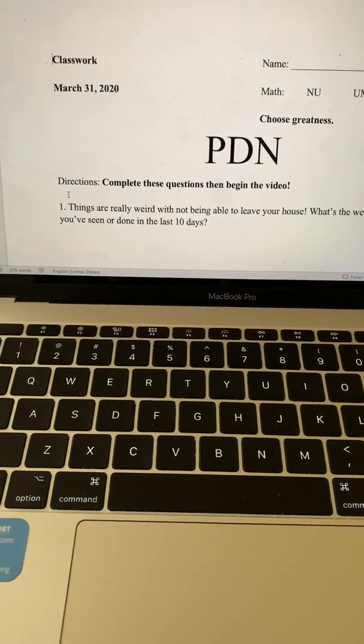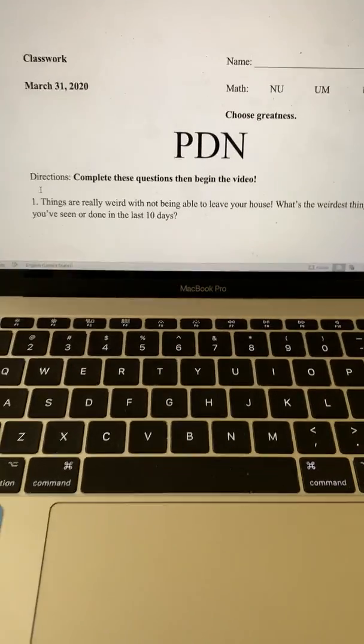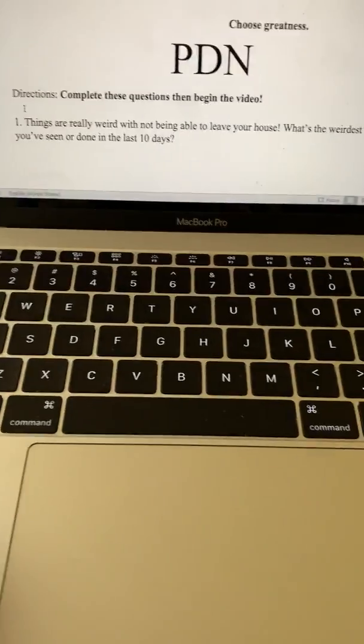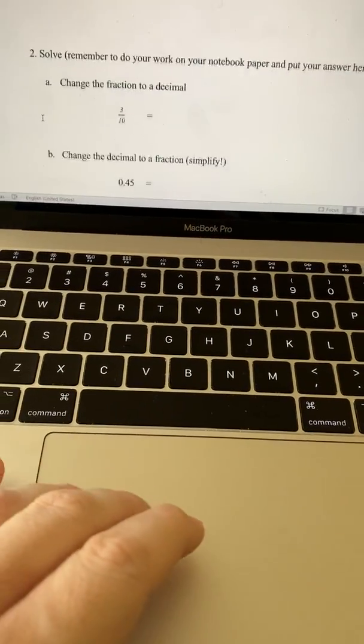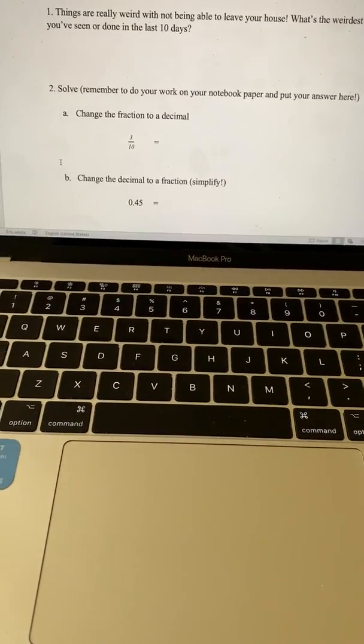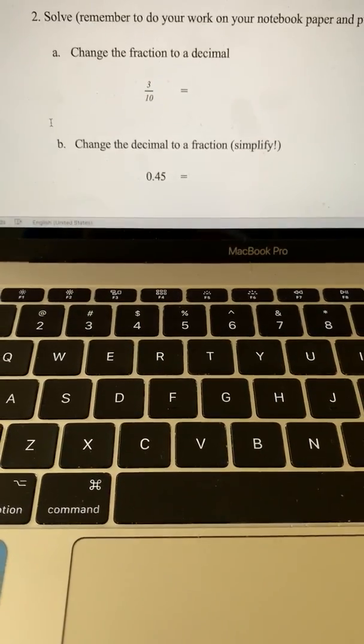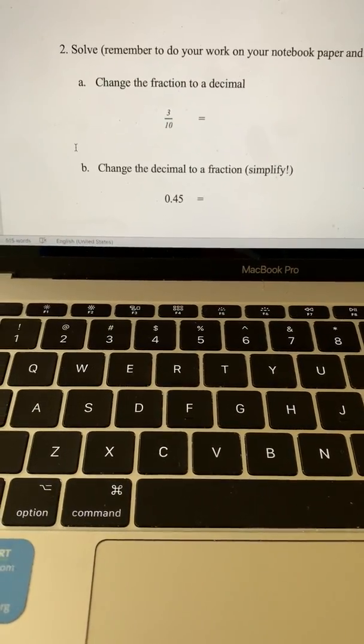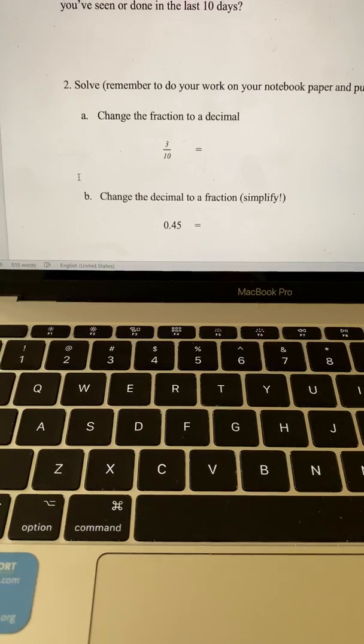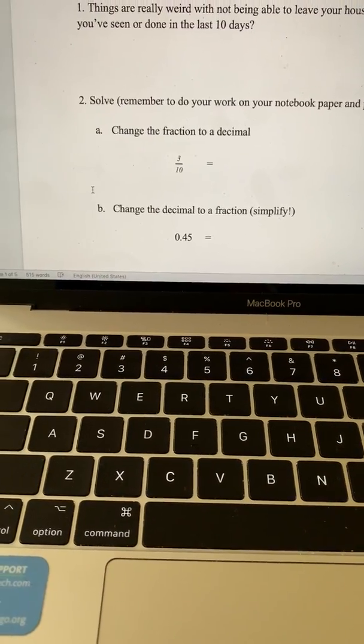Make sure that you are answering these PDN questions on the computer, showing your work for the math part on your paper. At this point, you should be pausing your video, solving these, and coming back to check your answers. Okay, let's start with your PDN.